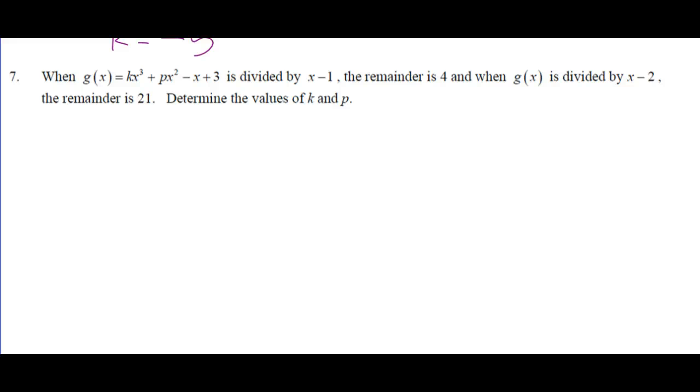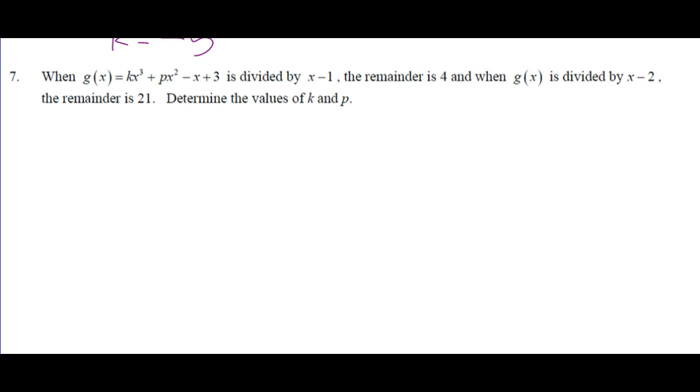2. When g of x, which is equal to kx cubed plus px squared minus x plus 3 is divided by x minus 1, the remainder is 4. And when g of x is divided by x minus 2, the remainder is 21. Determine the values of k and p. You have two unknowns, so what word pops into mind when you have two unknowns?